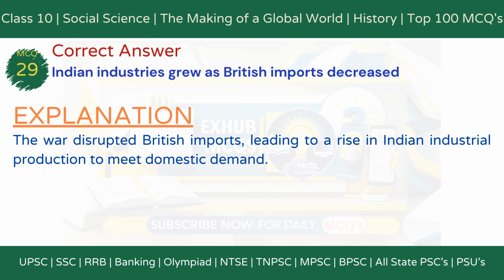The correct answer is option B. Indian industries grew as British imports decreased. Explanation: The war disrupted British imports, leading to a rise in Indian industrial production to meet domestic demand.